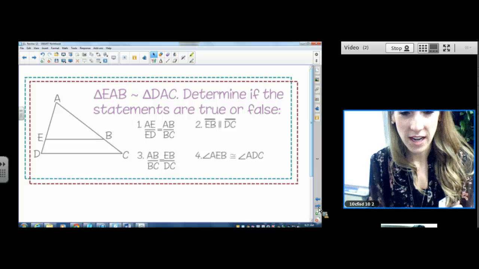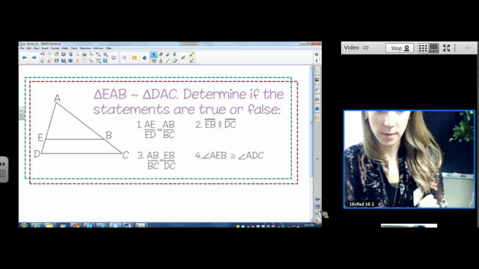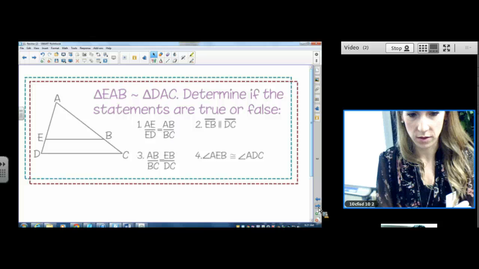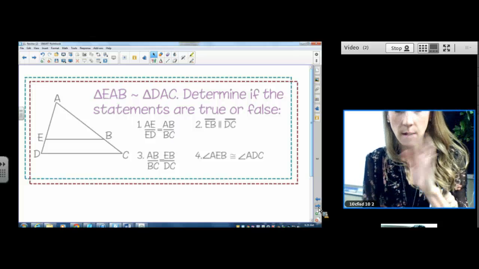Here's our warm-up for today. Triangle EAB is similar to triangle DAC. Determine if the statements are true or false. So it's not multiple choice. You're just doing number 1, true or false.